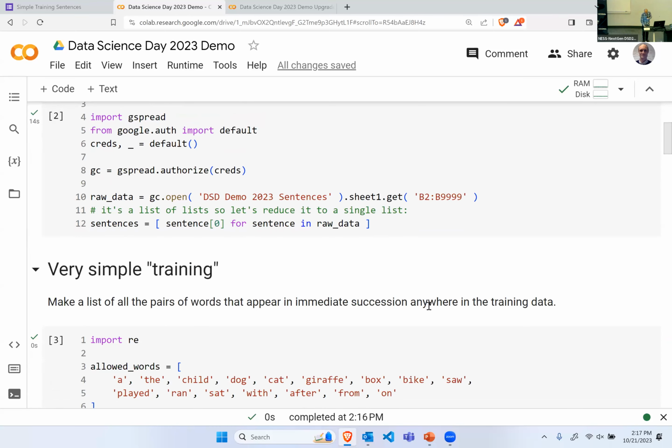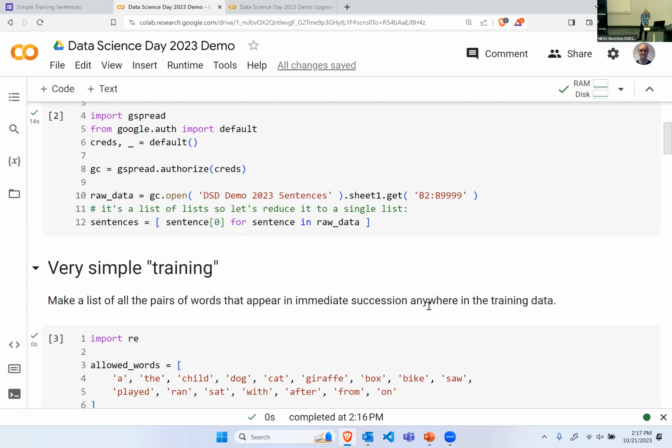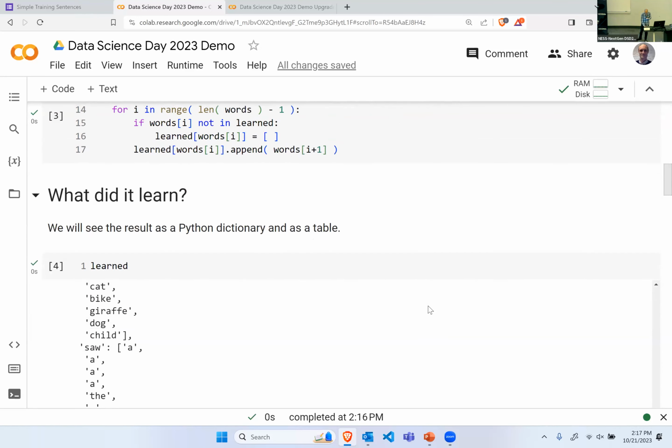All right, so now the way we are going to train this AI, you recall I said it's only going to look at the previous word when predicting the next word. So that means it just needs to pay attention to what words show up next to one another in pairs in the data you gave me. So it's just going to go through all the pairs of words that showed up next to one another and count them. And I just ran this and it did that.